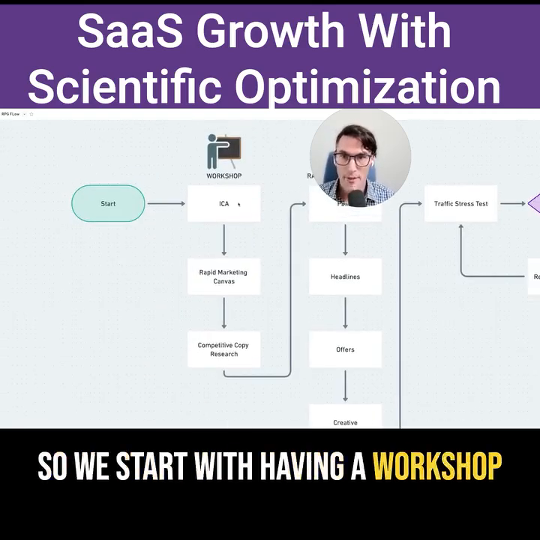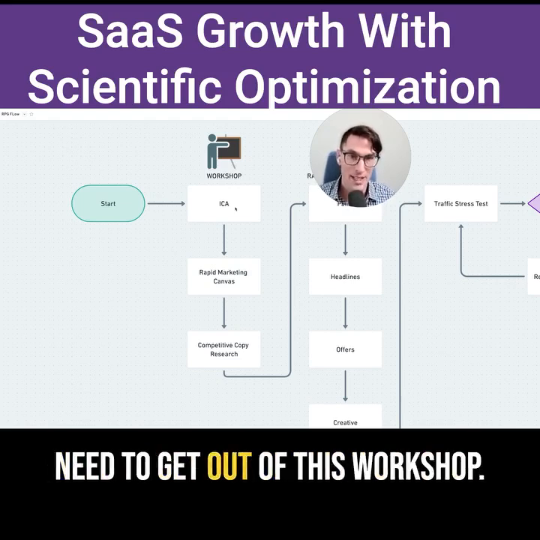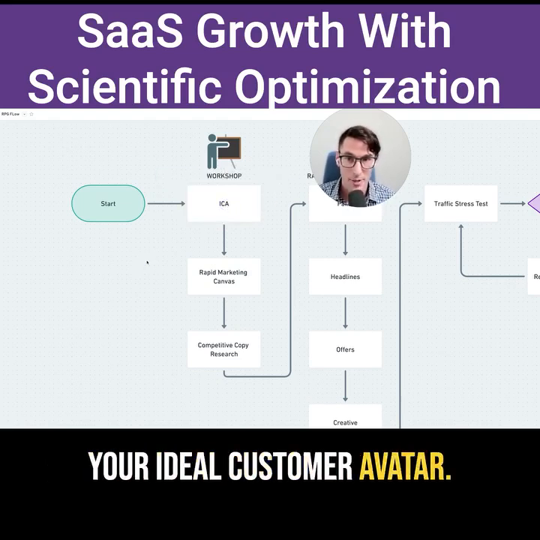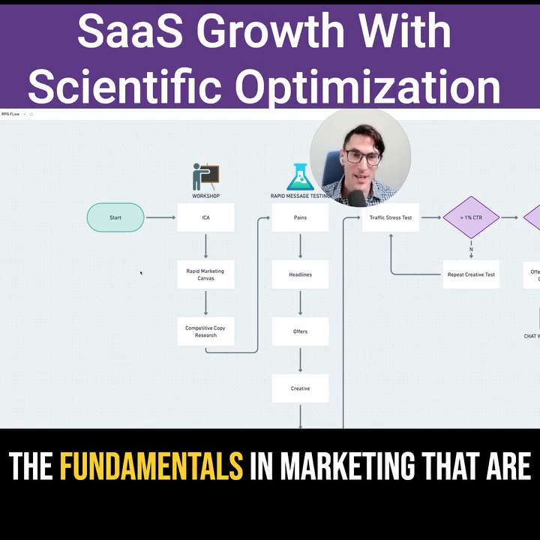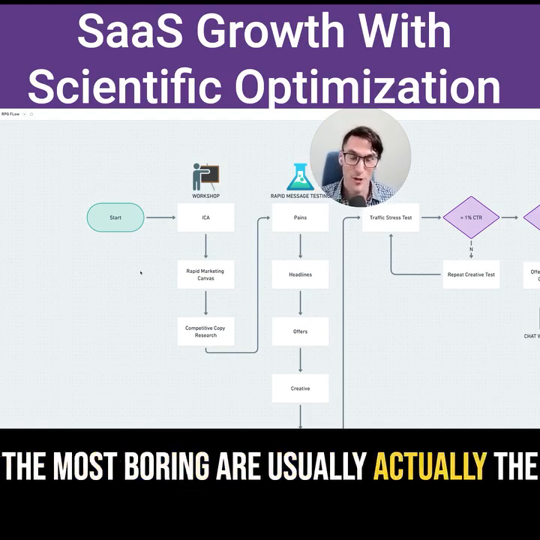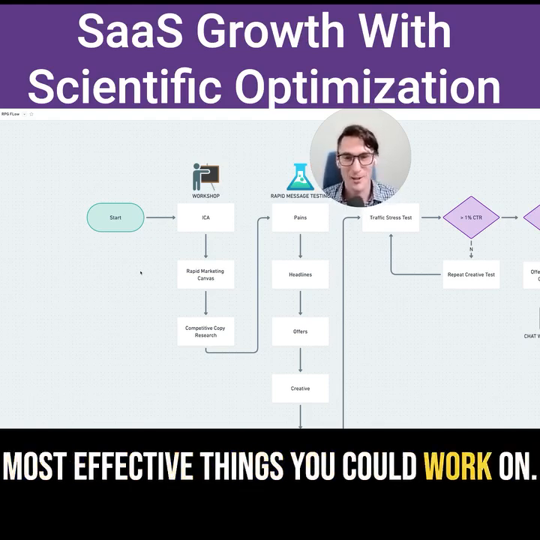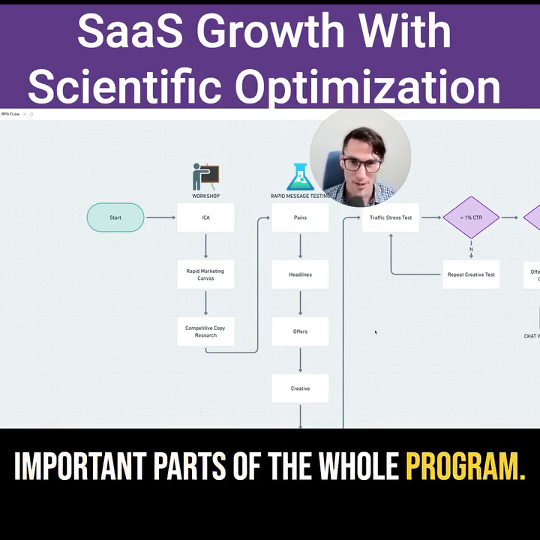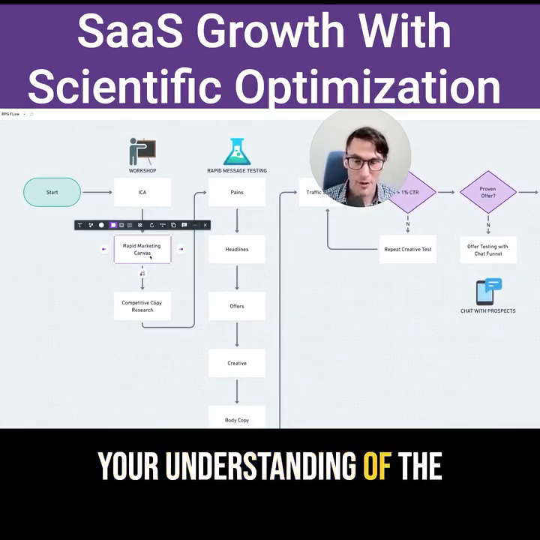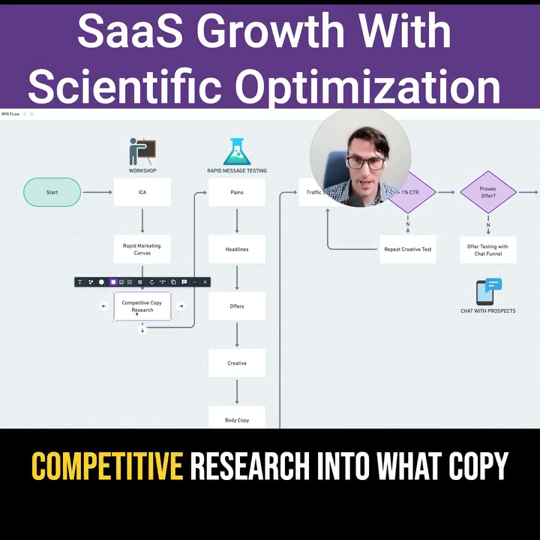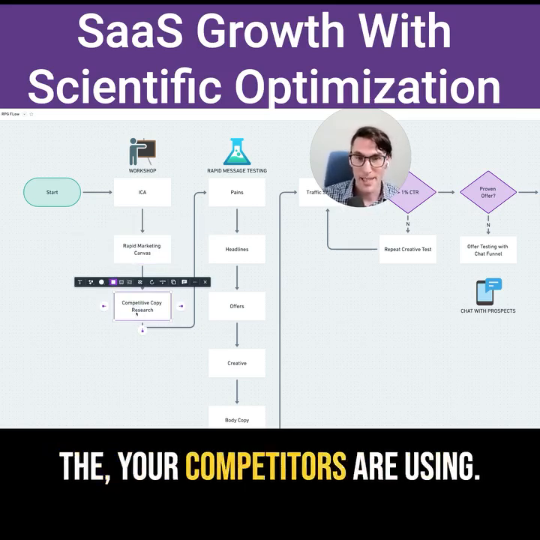So we start with having a workshop, and there's three major things we need to get out of this workshop. You need to understand your ideal customer avatar. The fundamentals in marketing that are the most boring are usually actually the most effective things you could work on. Believe it or not, this is one of the most important parts of the whole program. Then we're going to map out your understanding of the customer and their beliefs, and we're going to do some competitive research into what copy your competitors are using.